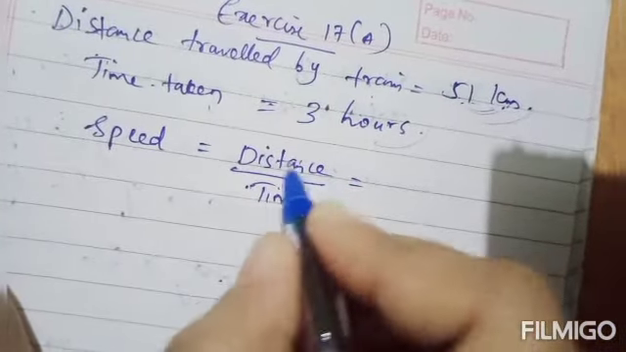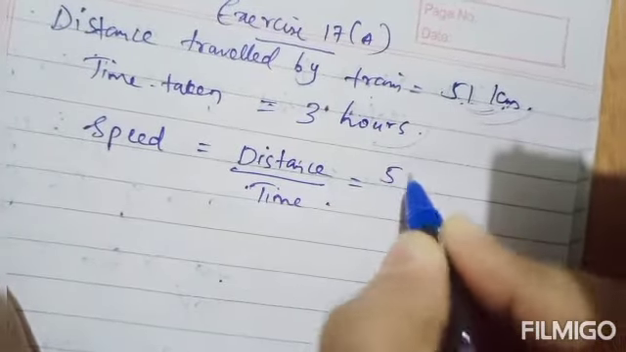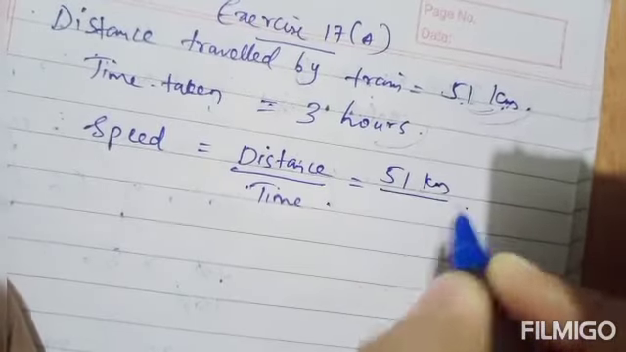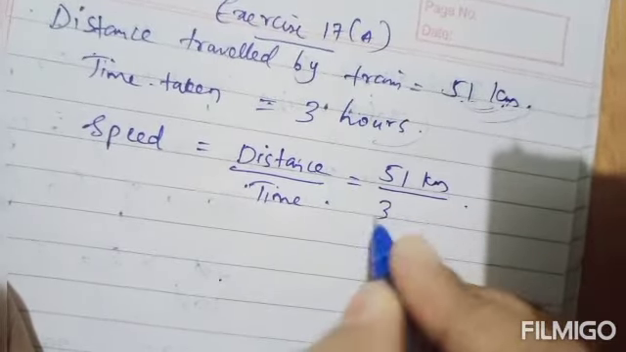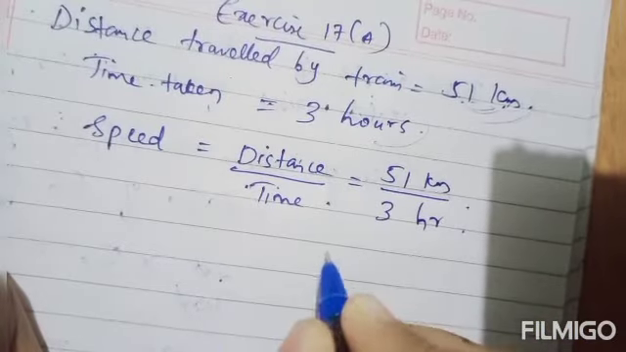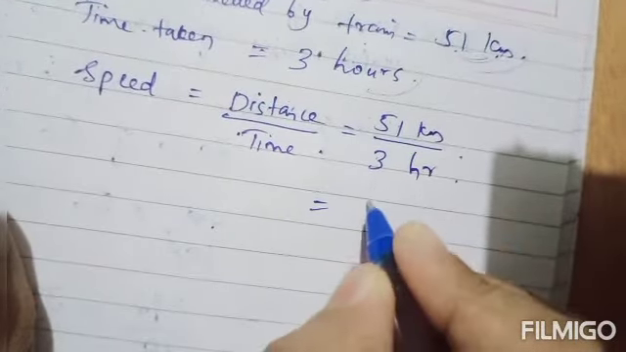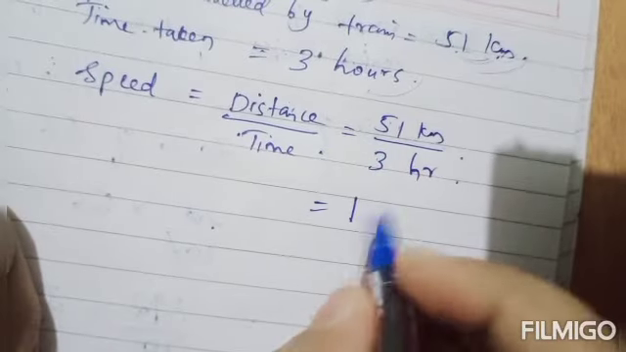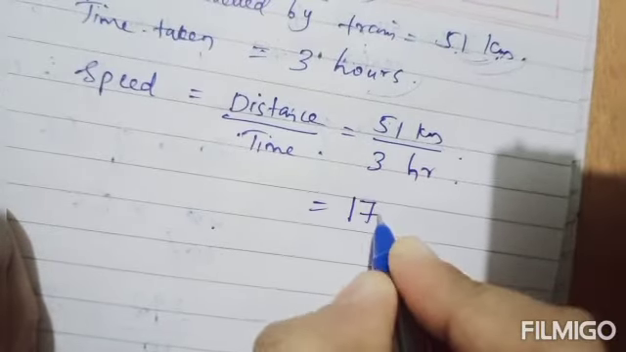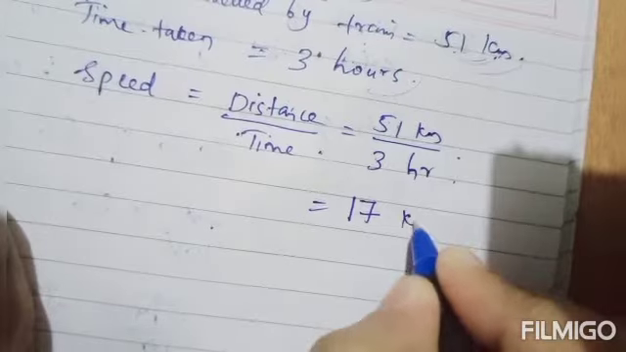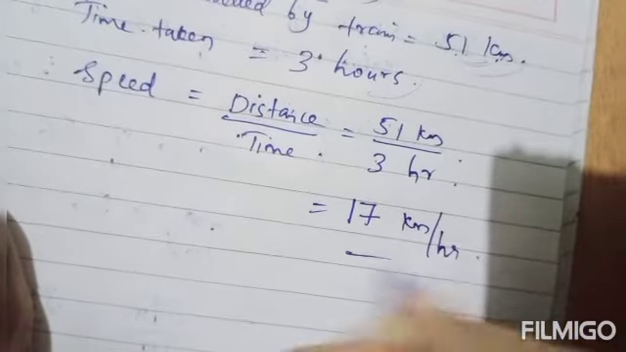Now distance by time. What is the distance? It is 51 kilometer by time, 3 hours. Now 51 you just divide by 3. 51 by 3 is 17. Now the unit will be kilometer per hour.